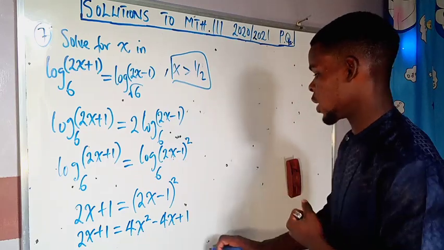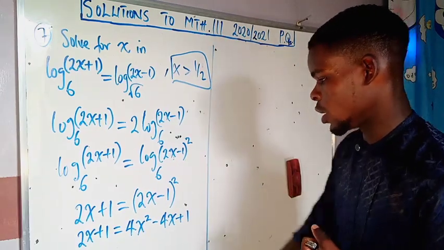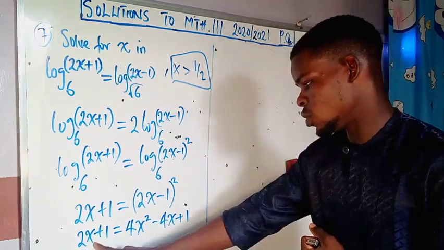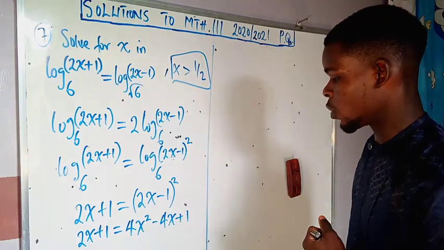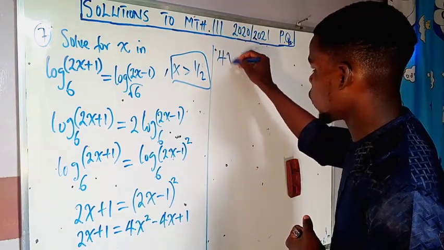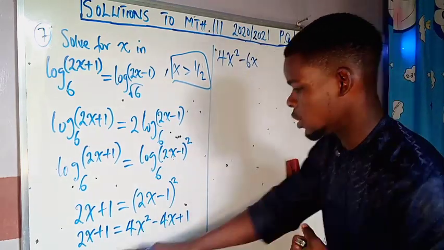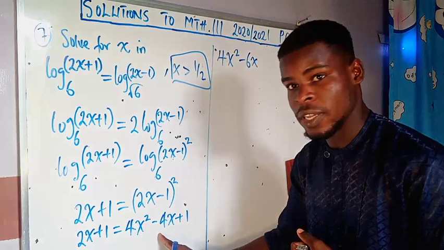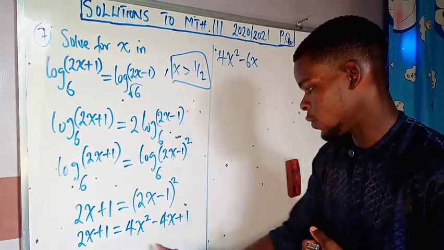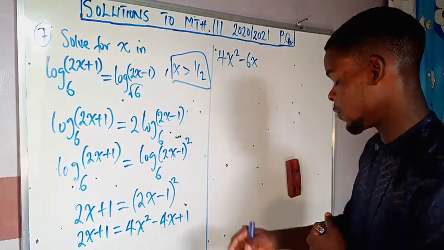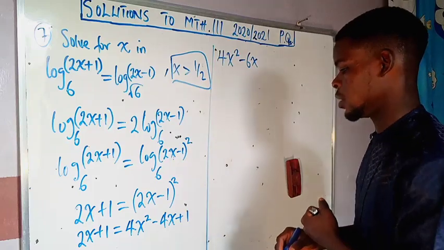Okay, so great. So let's see what we have. I'm going to move this to the right hand side, thereby having 0 on the left hand side. That means we're going to have 4x squared minus 6x, because these two will become negative 2 when we come over here, and then we're going to have negative 2x minus 4x, that is negative 6x.